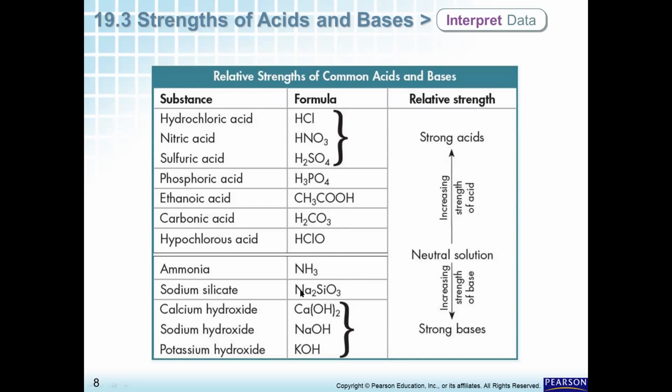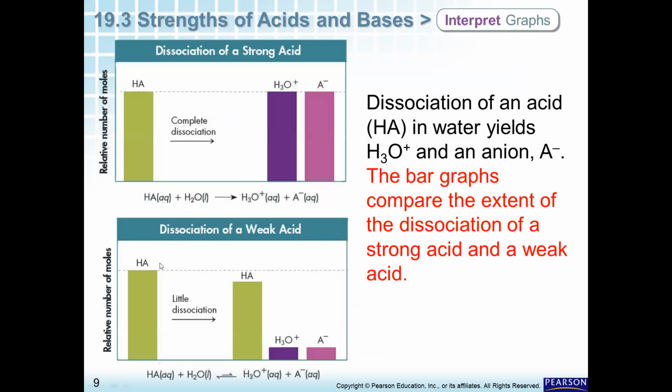The same thing applies to the bases. Some of them are strong bases, like calcium hydroxide, sodium hydroxide, potassium hydroxide, while ammonia and sodium silicate are considered weak bases. Okay, now to understand it better, I want you to focus here. This is the most important figure that you will see in this section. We will have to get back to this later on in our calculations. So I want to make sure that you understand this.